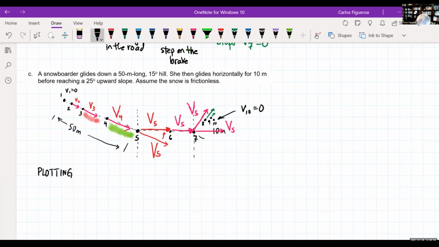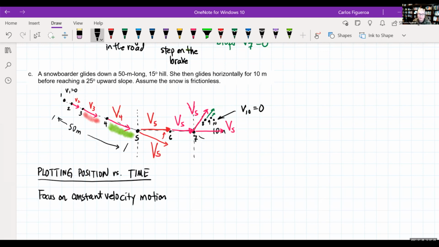Plotting position versus time. So what we're going to do here is only focus on constant velocity motion here.